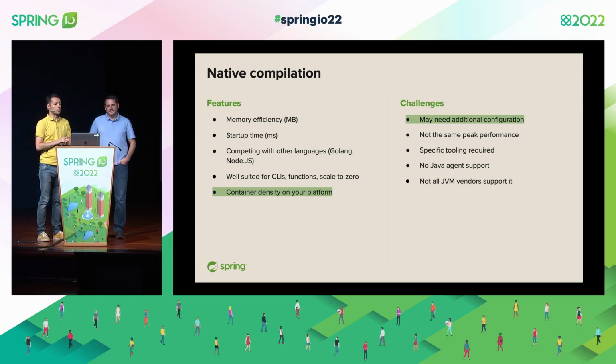What you can do with it is you can do many things. It's well suited for a bunch of applications and types, like CLIs, functions and scale-to-zero scenarios, which might not be a typical use case for JVM applications. But you can also compete in spaces where Java was usually not even considered. Now when you have applications in Golang, Node.js, and so on, that's their territory, basically, you can also reach there and compete.